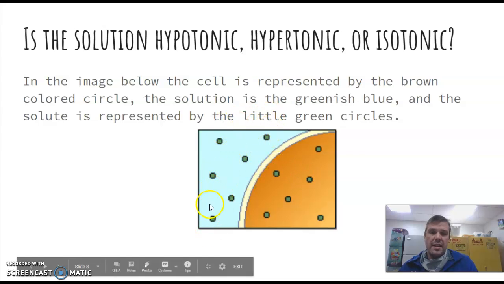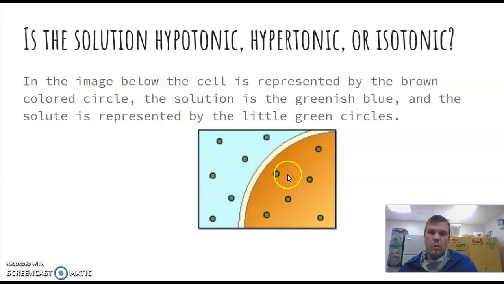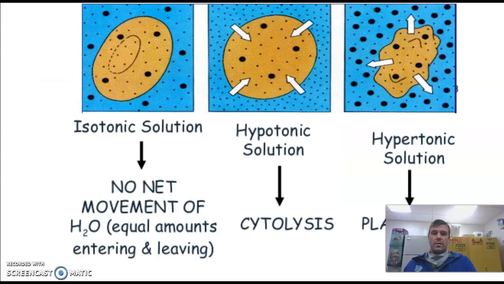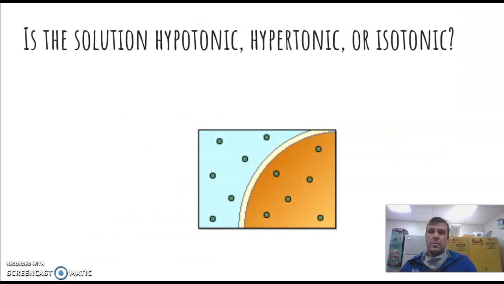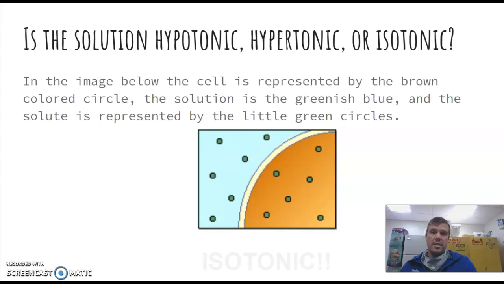So inside and outside, do we have more or less solute, these little green circles? More or less or the same? What do we have here? Think about that for a minute. If you're thinking that it looks like it's pretty much the same, what term from this page should you use to describe it? You should call it isotonic. So is the solution hypotonic, hypertonic, or isotonic? Well, it is isotonic. That is the term that we would use to describe it.